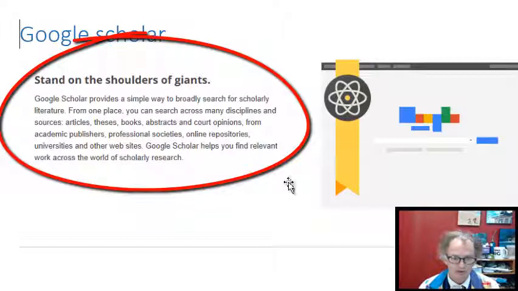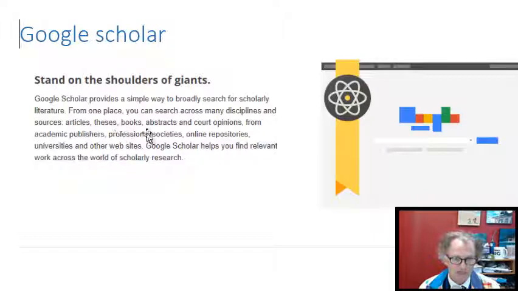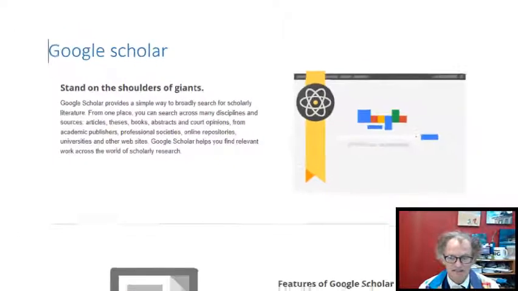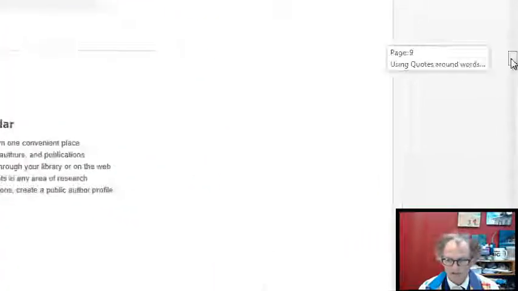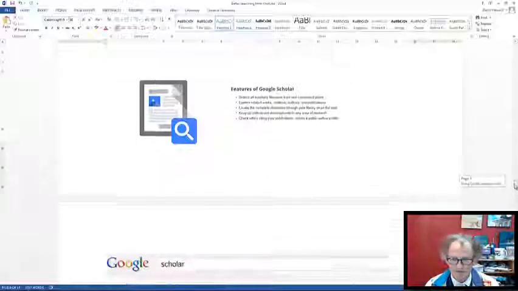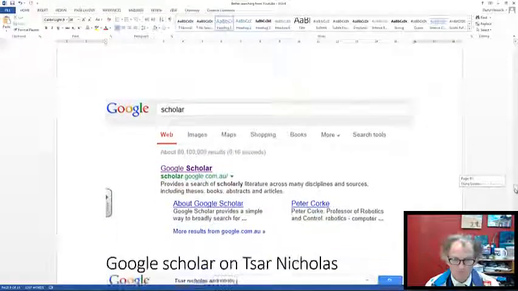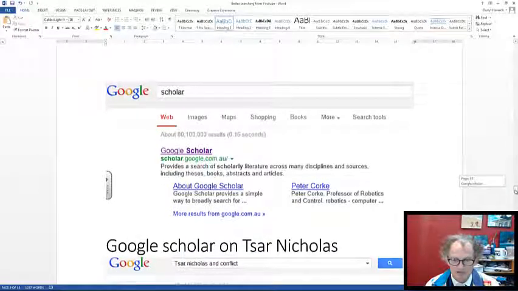So here we've got a little bit of information, and so you can search for articles that come from abstracts, court opinions, books, theses, professional societies, online repositories, universities, and a lot of academic institutions. So with some of the features in Google Scholar, you'll see that you're going to pull up quite different results. So there's how we'd go in the Google Scholar.